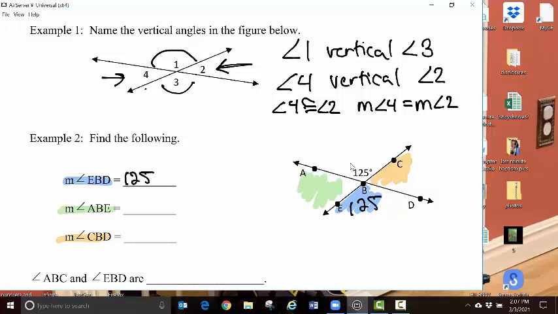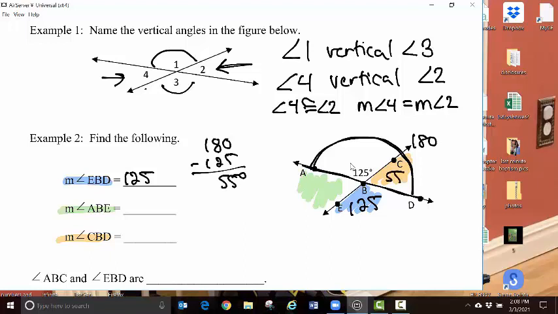And then I claim you also know how big the orange one is, because these two form a linear pair, which means they are supplementary, so they have to add to 180. So 180 minus 125, how big are they? 55 degrees. And if this one's 55, that one's 55. Don't forget your degree symbols.